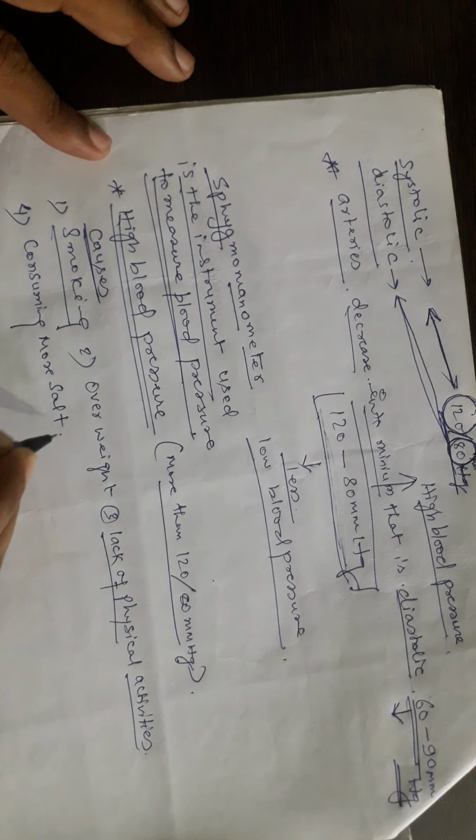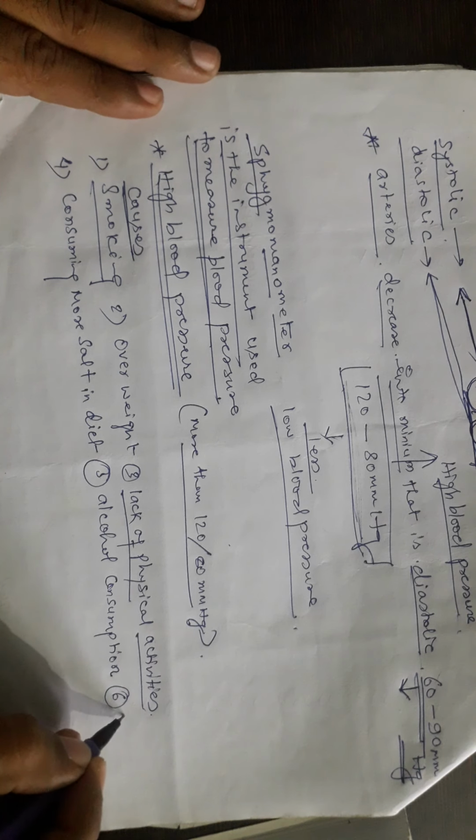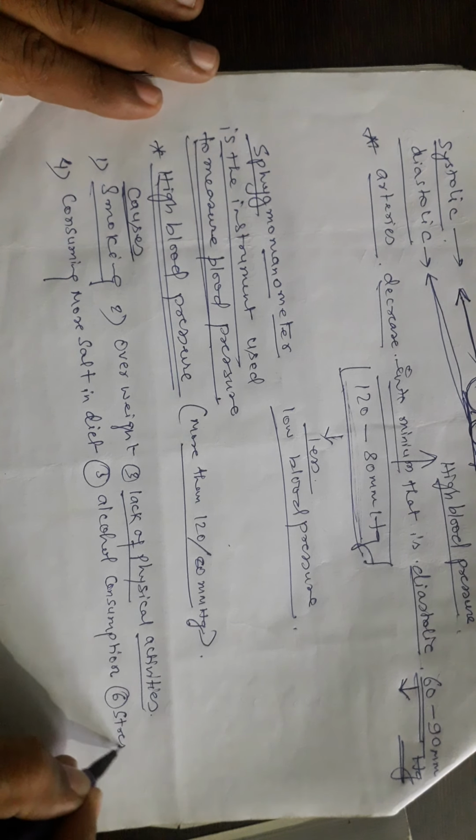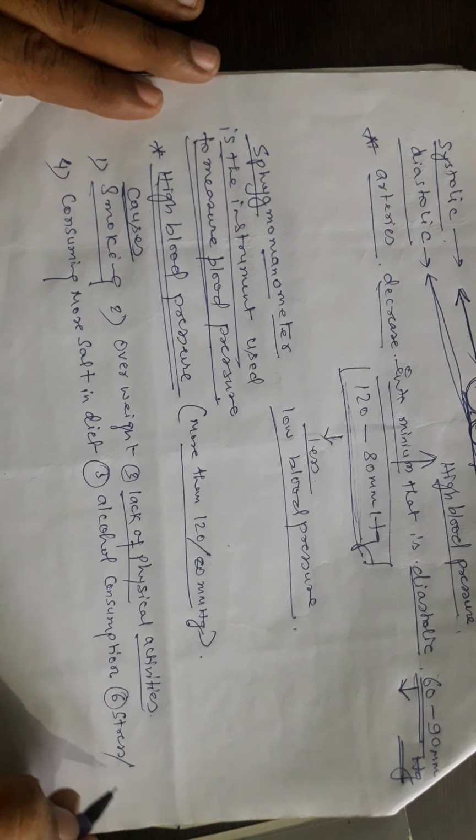And another one is stress, or what we call fear. When you are stressed, or in depression, it can cause high blood pressure. Stress means you are taking too much tension, and then it will create more blood pressure.